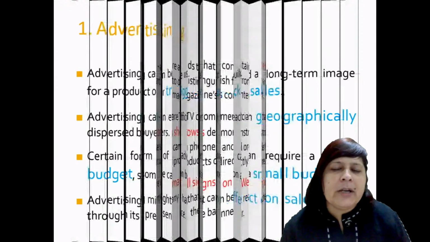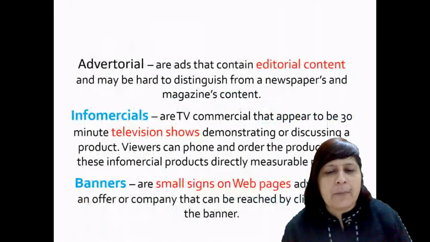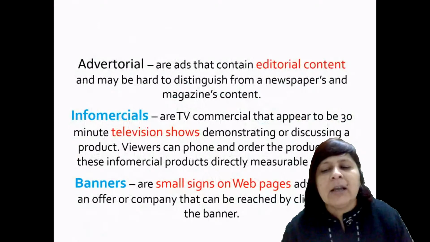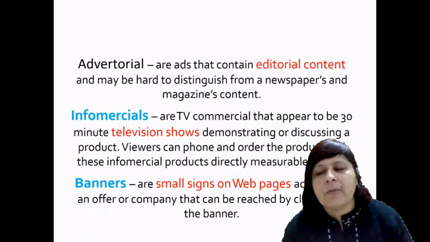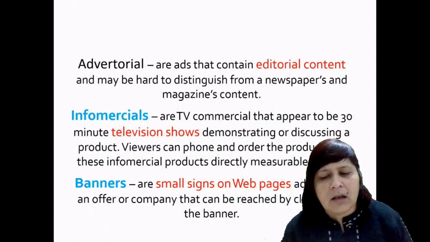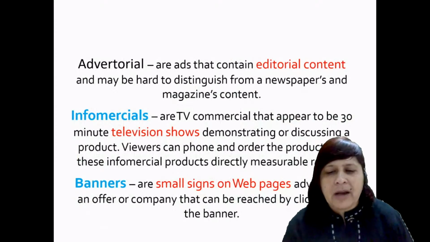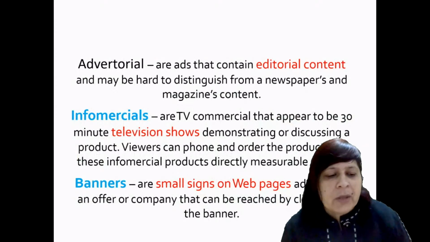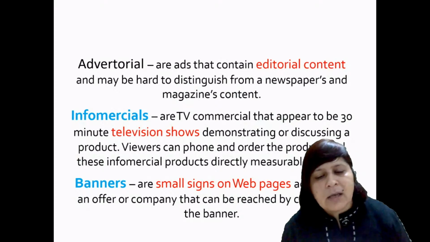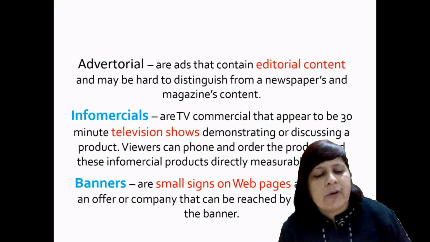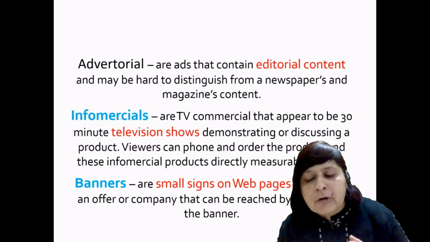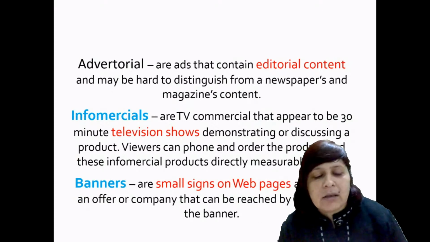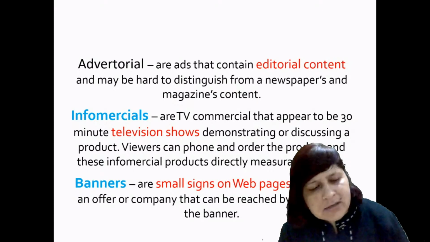Then advertisement could be of advertorial type. Advertorial types are the ads that contain editorial content and may be hard to distinguish from the newspaper and magazine content. That is advertorial type, that is, it contains the editorial content. Then the infomercials, the TV commercial that appears for 30 minute TV shows, right? They demonstrate and discuss the product, right? Viewers can phone and order the product, and these infomercial products directly measure the results, right?